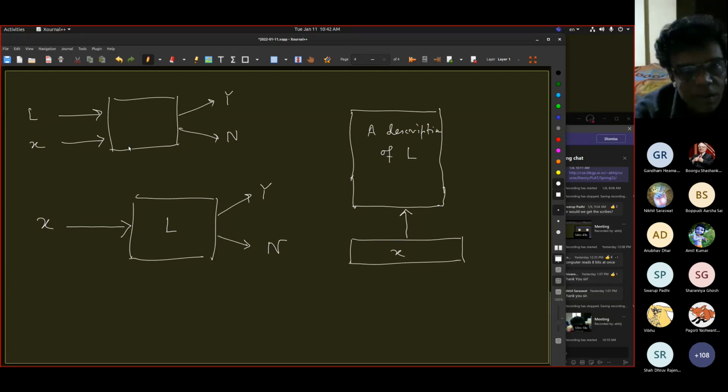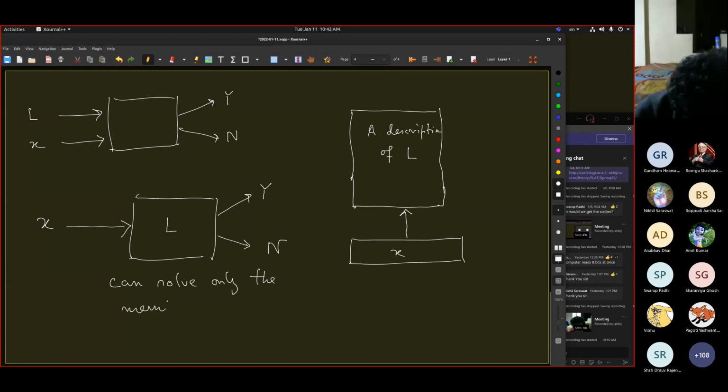Sir, only one problem or the problem for only one language? Problem and languages are same, right? That's how we define problems. Every computational problem is associated with a language. It's a language membership problem. Okay, sir. So in this setting, this machine can solve only the membership problem for L.